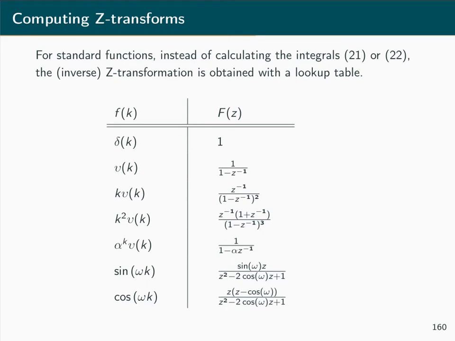In a similar fashion, many more Z-transforms of different discrete time functions f of k can be obtained, and the most important ones are summarized in the table shown on this slide. And of course, they can also be used to obtain the Z-transformation of other time domain functions, or conversely, to perform the inverse Z-transformation of given transformed functions.